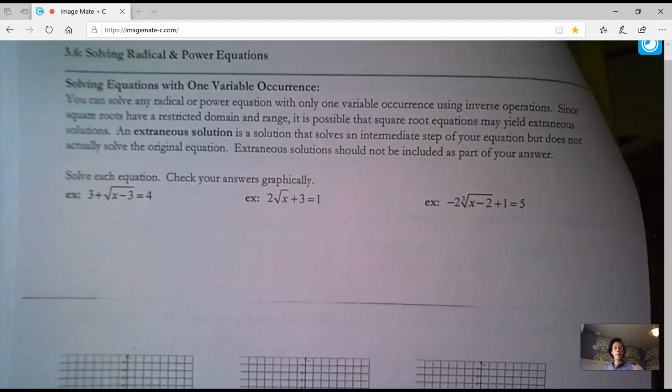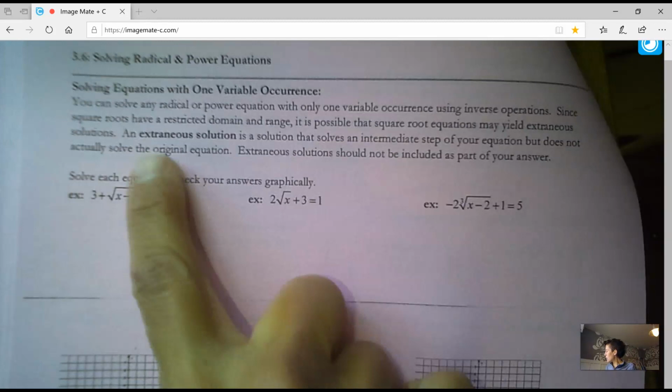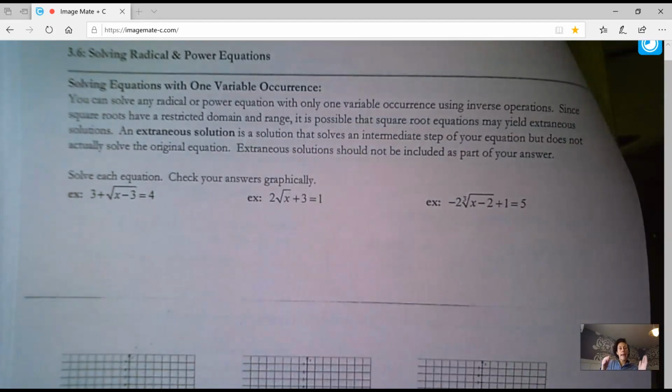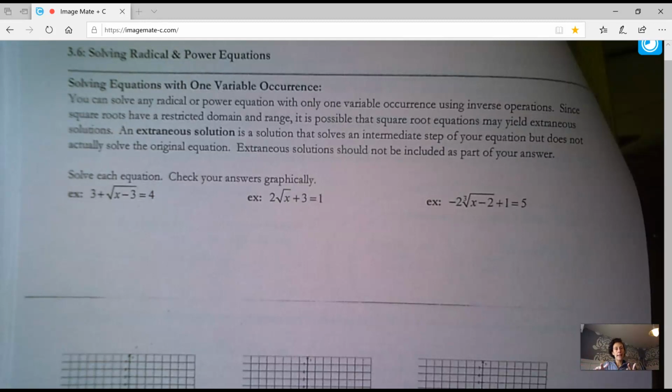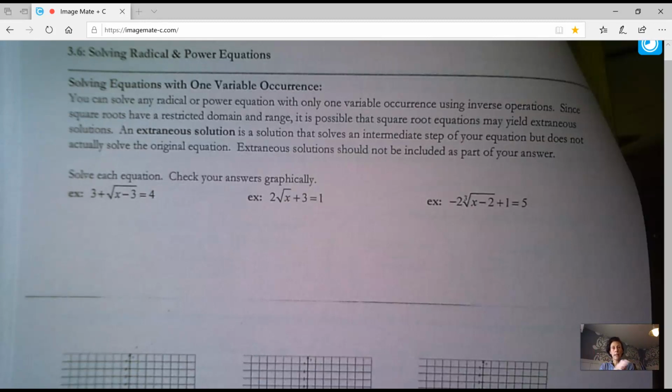So a couple things to keep in mind. As we solve, we're going to have something new in this chapter called extraneous solutions. And you can read here what it says. But basically, as we solve a problem, we're going to get answers. And sometimes you're going to get an answer that, even if we solve for it, if you plug it back into the original equation, you're not going to get the left side to equal the right side. So that's called an extraneous solution. It's a solution as we work through the problem, but when we put it back in, it doesn't make the left side equal the right side.